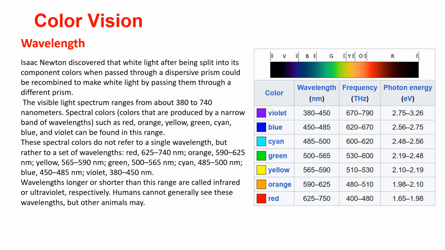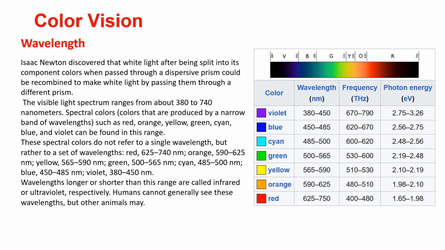Wavelength. Isaac Newton discovered that white light, after being split into its component colors when passed through a dispersive prism, could be recombined to make white light by passing them through a different prism. The visible light spectrum ranges from about 380 to 740 nanometers. Spectral colors, colors that are produced by a narrow band of wavelengths, such as red, orange, yellow, green, cyan, blue, and violet, can be found in this range.